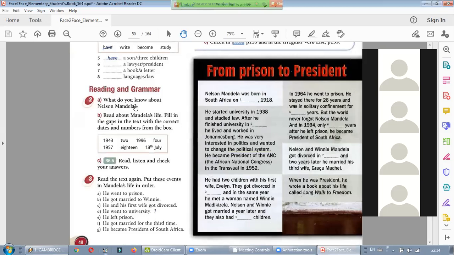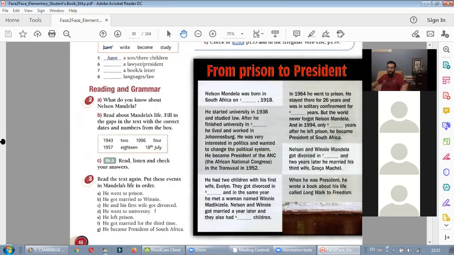What do you know about Nelson Mandela? What do you know about him? What information do you know? He was for South Africa. Okay, he was the first president of South Africa. You mean the first black president? Yeah. Correct. So he was the first black president of South Africa. Okay. Any other information? What else do you know about him?